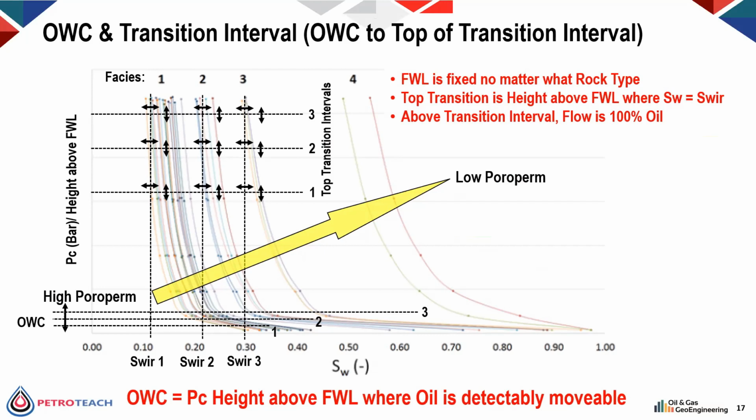So free water level is fixed no matter what the rock type is. The top of the transition is where SW is equal to SWIR. And we assume that once you've reached SWIR, you will flow 100% oil. Everything between the top of the transition zone down to the free water level, you will flow both oil and water, with the fractional flow of water increasing as you're getting closer to the oil-water contact and to the free water level.